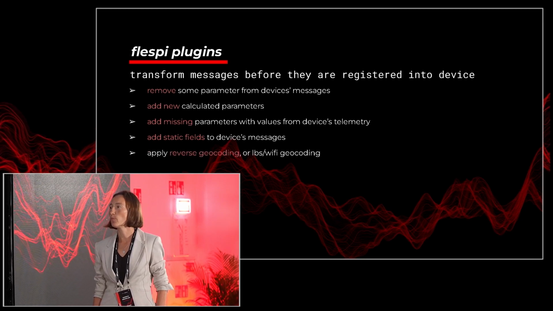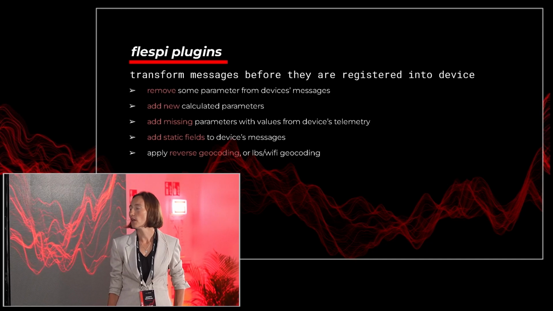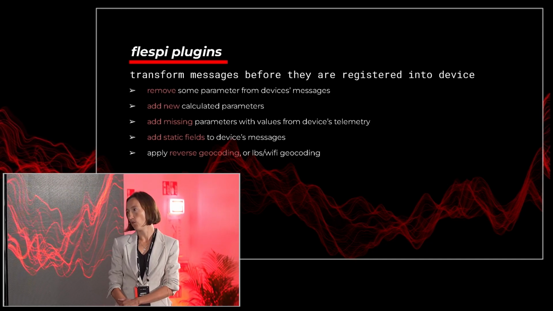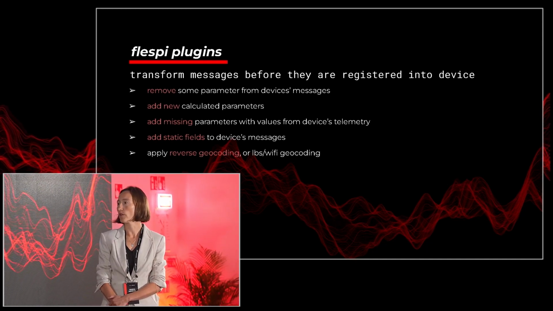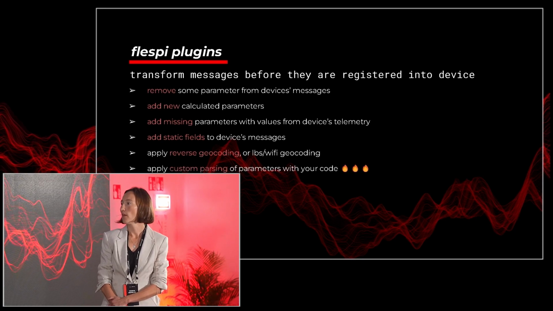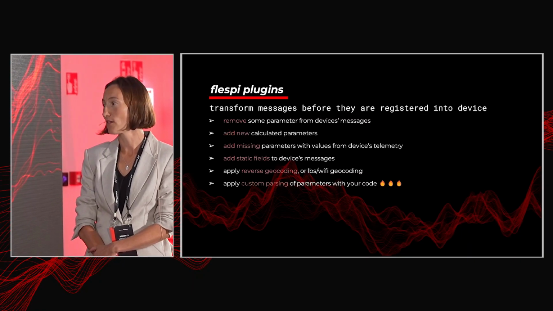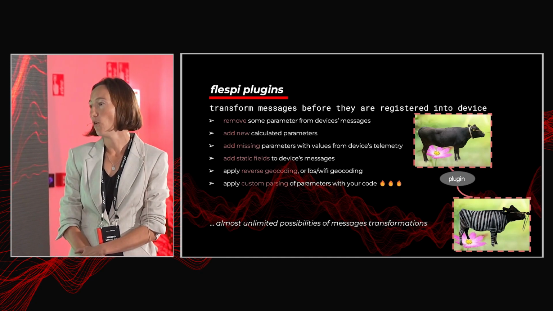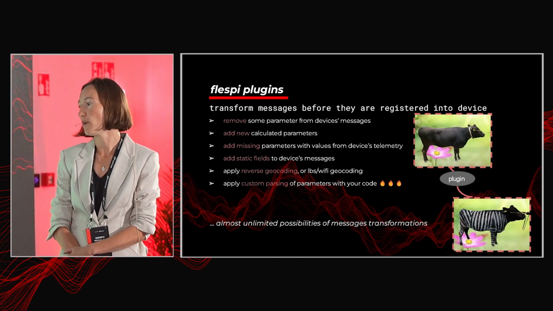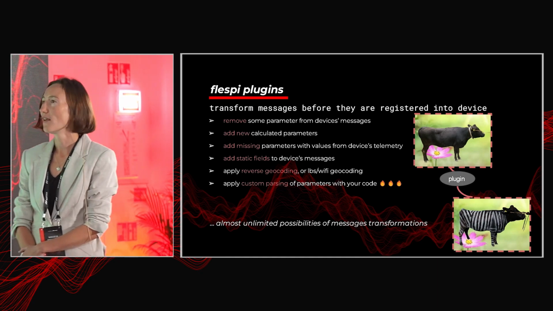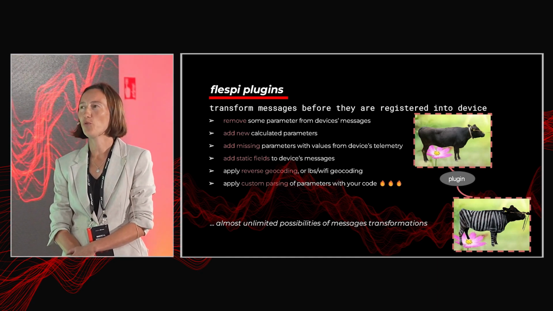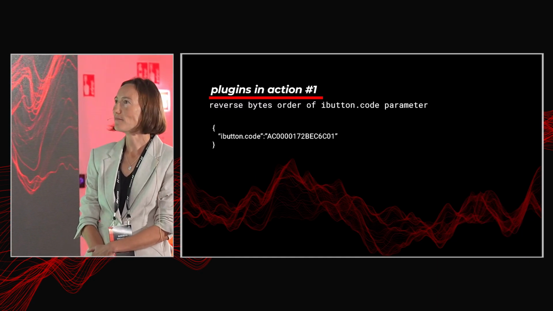With plugins, you may apply reverse geocoding or geocoding based on cellular base stations or Wi-Fi points. And this is my favorite. With plugin, you may apply any custom parsing of parameters with your own code. And this really gives you almost unlimited possibilities of messages transformation. And to illustrate, I will show you several examples.